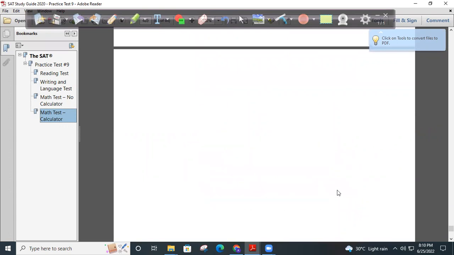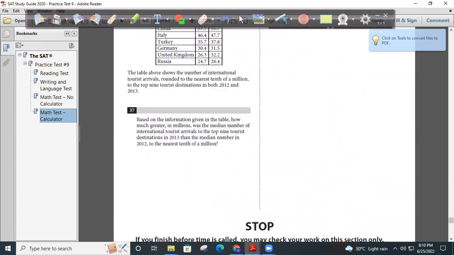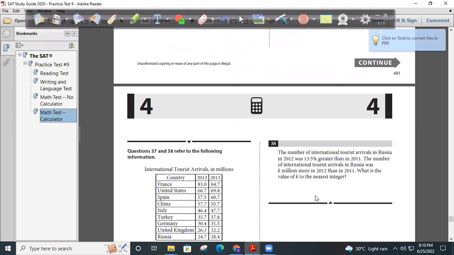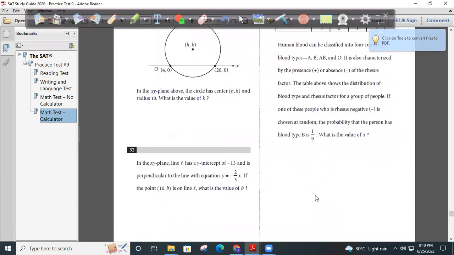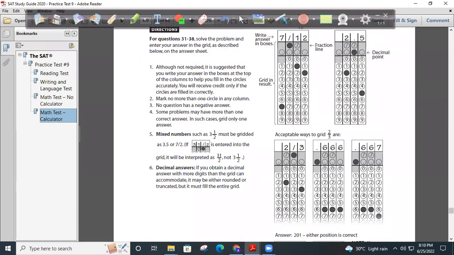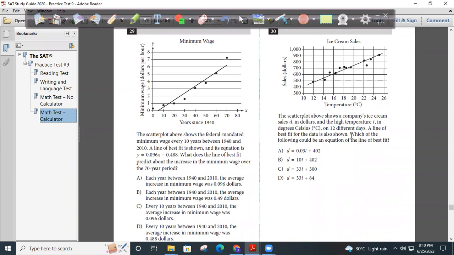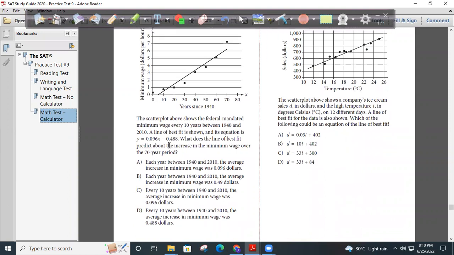So if there is any question here, it is good for us to solve. This already we solved. This is a percentages question. This also we solved. These are not mean and median questions. So after the class, mean and median, what is the line of the best fit relative to increase the minimum wage over the 70-year period?